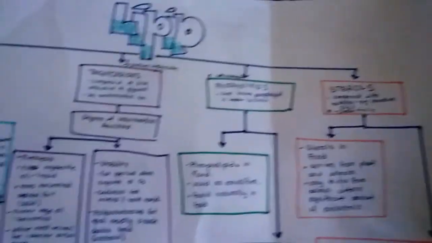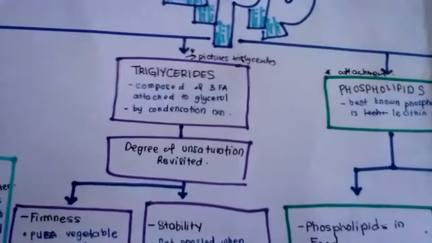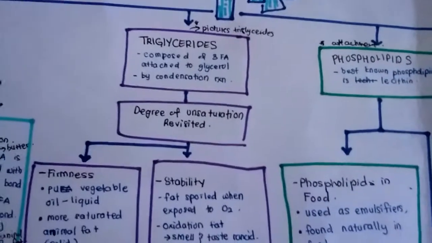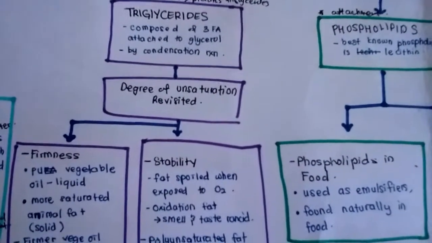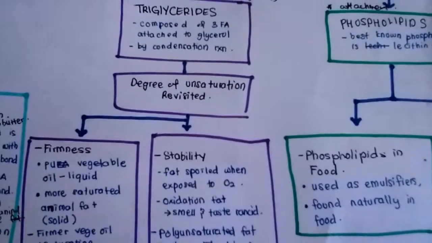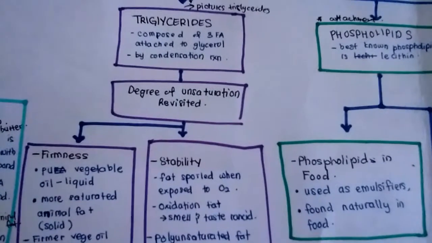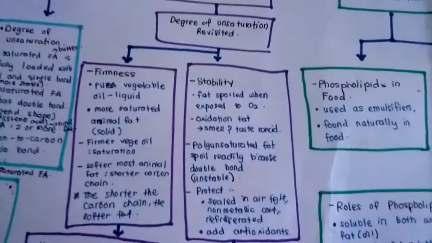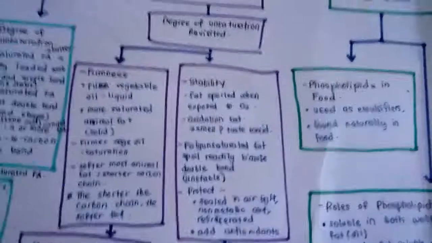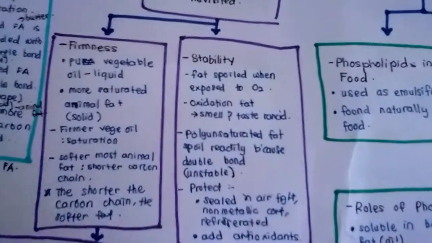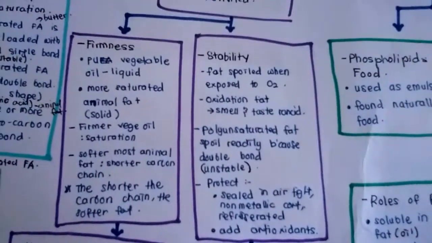Next we go to the types of lipid. First we have the triglyceride. Triglyceride is composed of three fatty acids that attach to glycerol by a condensation reaction. So the degree of unsaturation causes the firmness of the triglyceride.